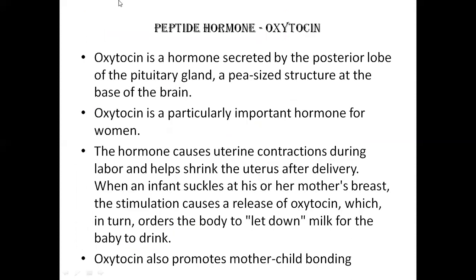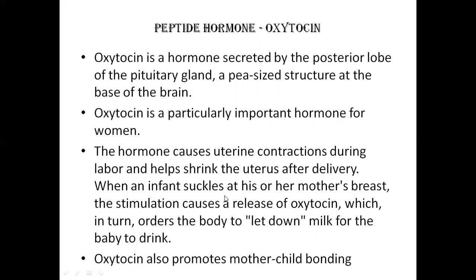Next, we'll go with the last classification of hormones, that is peptide hormones as well as polypeptide hormones. To start with, we shall discuss the peptide hormones. Under peptide hormones, we have oxytocin as well as vasopressin. Oxytocin is a hormone released by the pituitary gland, and it is most important for women. This hormone causes uterine contractions during labor, that is during the delivery of a baby, and it helps shrink the uterus after delivery. In the sense, it helps the uterus gain its original size.